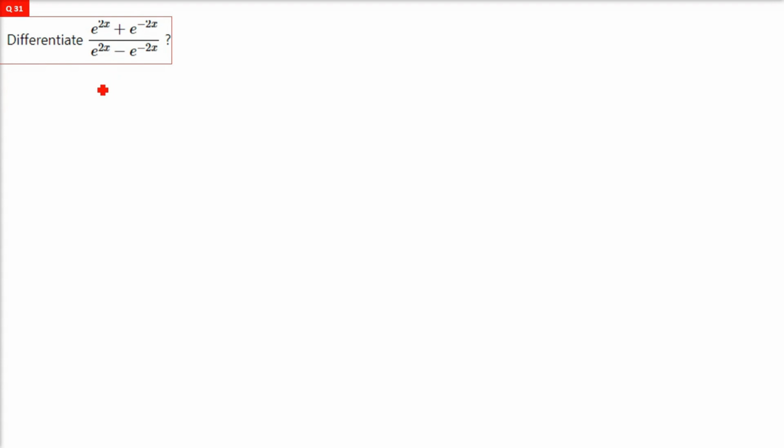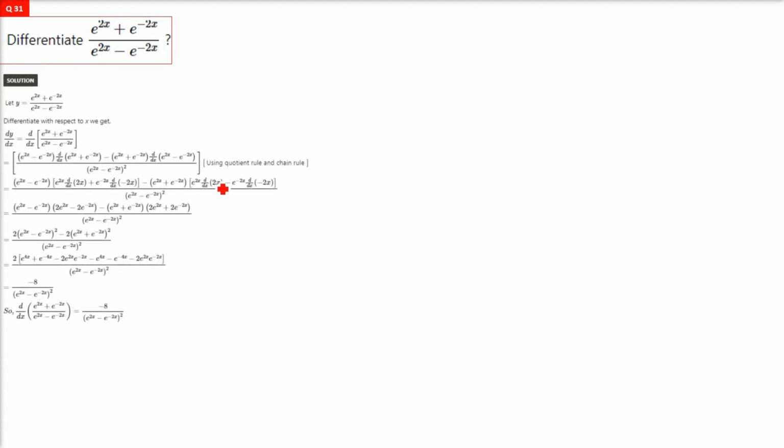Now differentiate this one. There are multiple ways to do it. There is a straightforward way, without even simplifying it, that I'll tell you how to do also. One thing you can do: e to the power 2x, you can write as e to the power 2x in the denominator. Here you have e to the power 2x, subtraction of 1 by e to the power 2x.